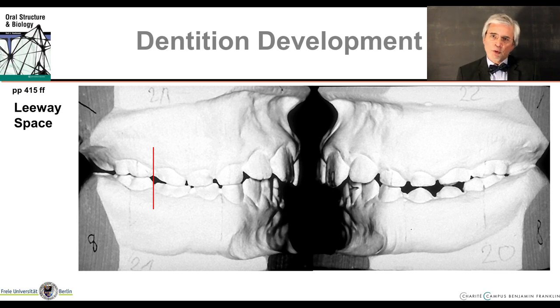The permanent first molars then initially line up in exactly the same way. Mesial edges exactly vertically above one another. That's then an edge-to-edge bite position.